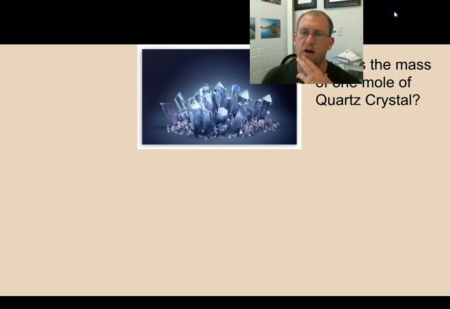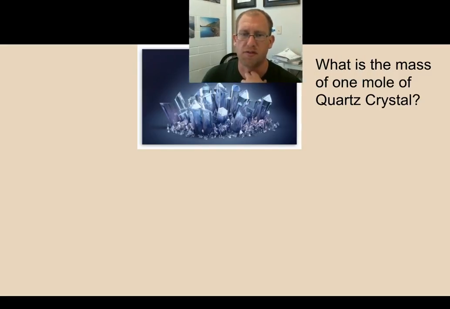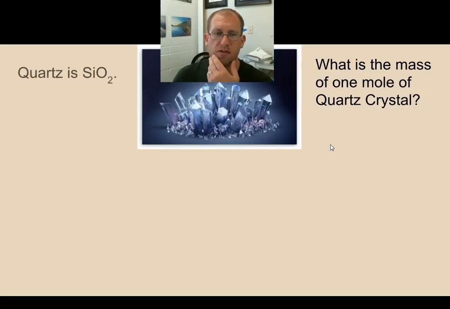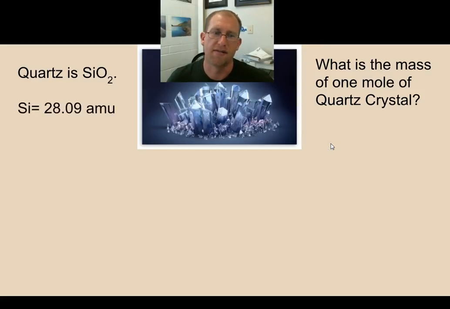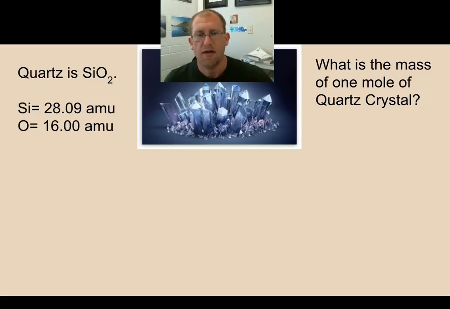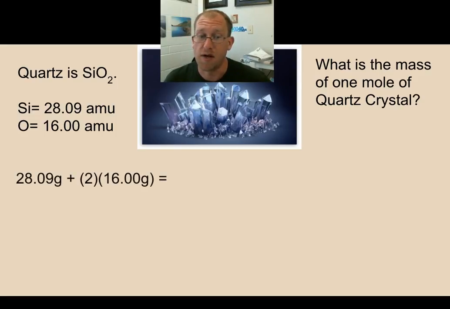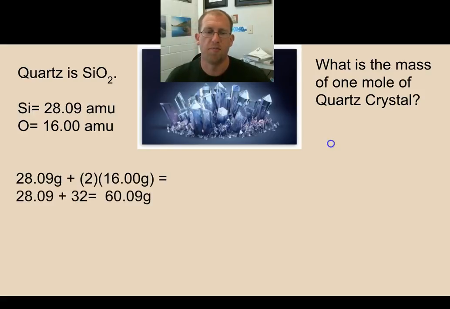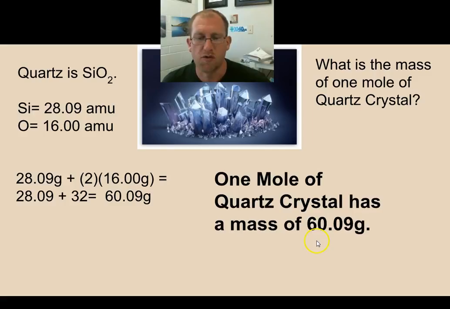Okay, moving on. So what is the mass of 1 mole of quartz crystal? And there's a beautiful picture of quartz crystal there. Well, quartz is silicon dioxide. So we have to get the mass of silicon and the mass of oxygen. And here I'm going to go out to 4 significant digits, right? So I have silicon is 28.09 and oxygen is 16, but there's 2 oxygens, right? So I've got to multiply that by 2 and then add it all up. And I determined that 1 mole of quartz crystal has a mass of 60.09 grams. So 60.09 is the molar mass of silicon dioxide or quartz.